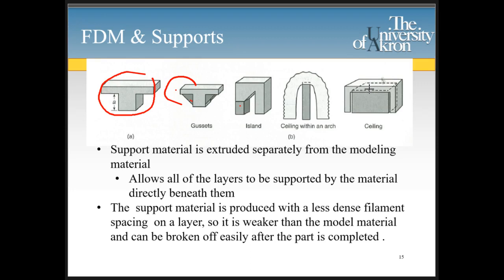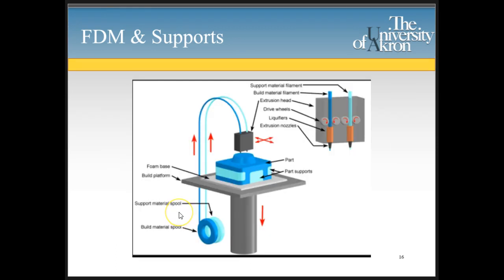Now, you may have supports inside your model. And in that case, we may have two extrusion heads, and we're extruding both materials at the same time. Okay. And when you need to build up a support, as in this case, you would be extruding this material, and then when you came over this, you would switch to this material, and so on. And that's a pretty popular method.